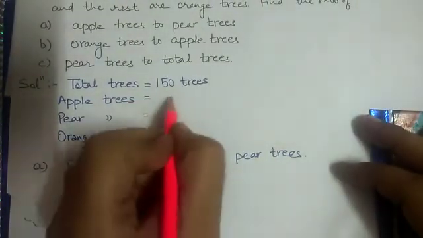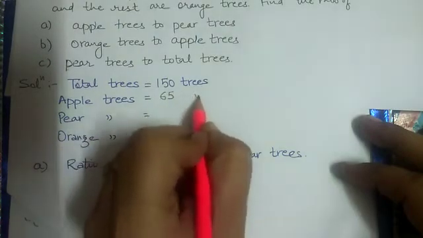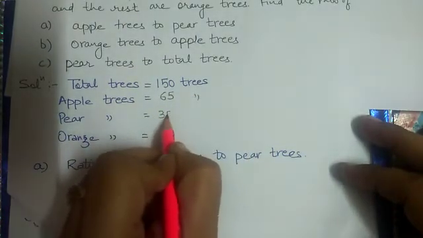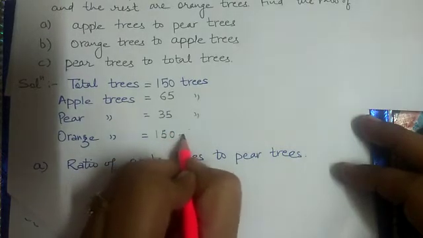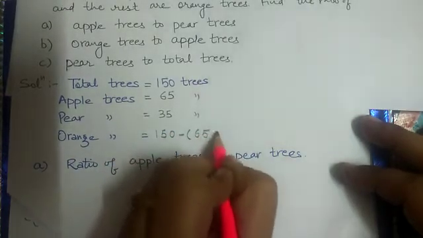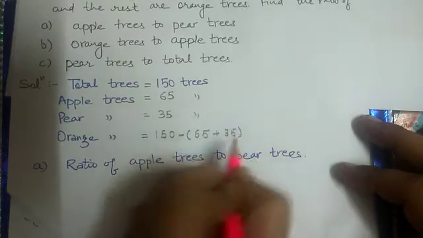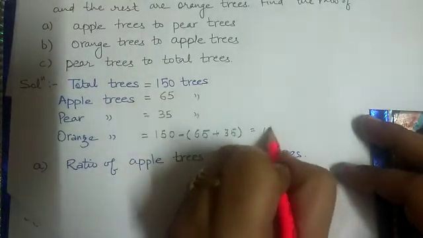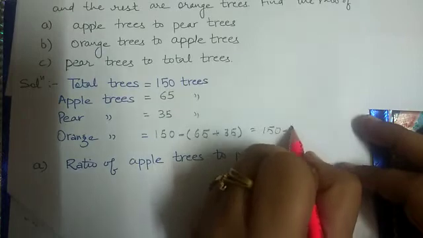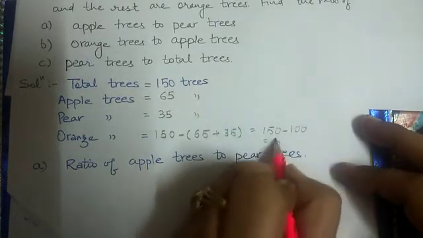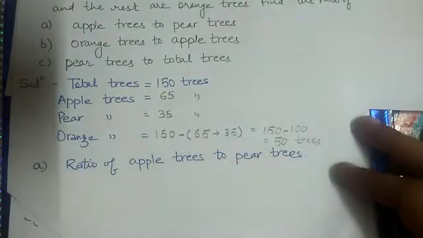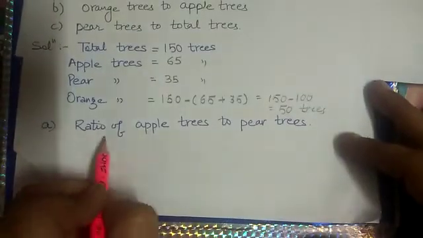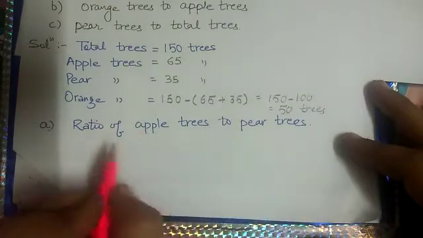150, apple trees are given 65, pears are given 35, and to find the number of orange trees we will add the number of apple and pear trees, and then we will subtract from 150, that is, we got 50 trees.